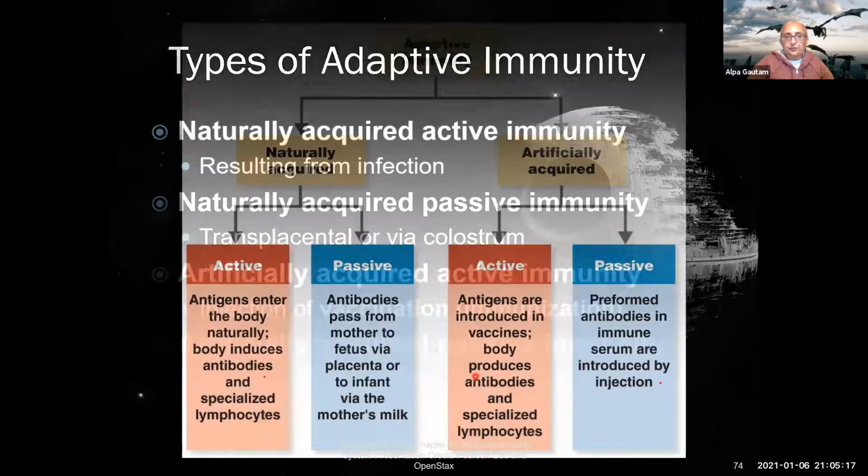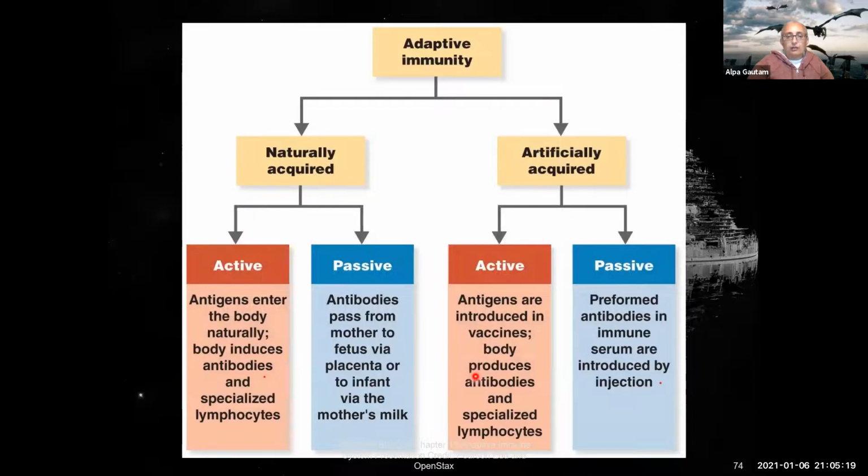Okay, so again, this slide gives you a good flow chart of everything that we just talked about.